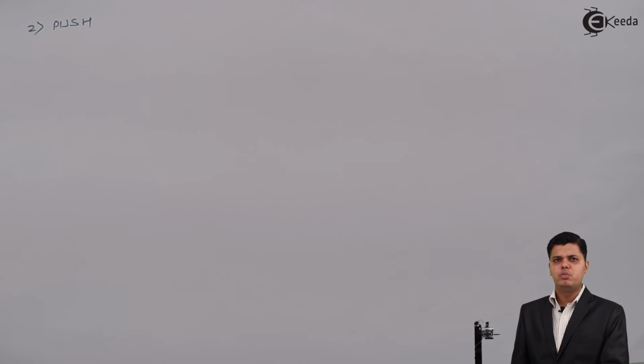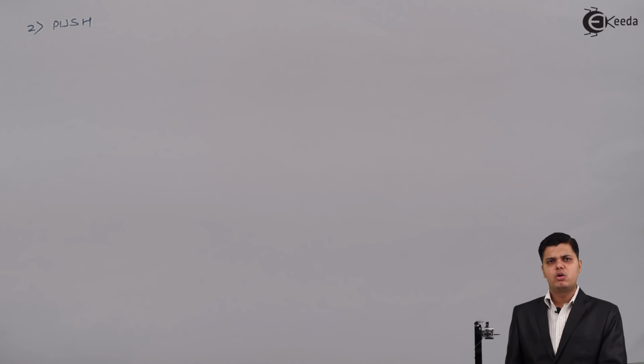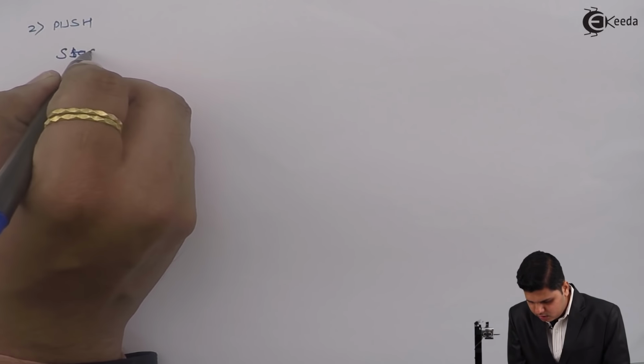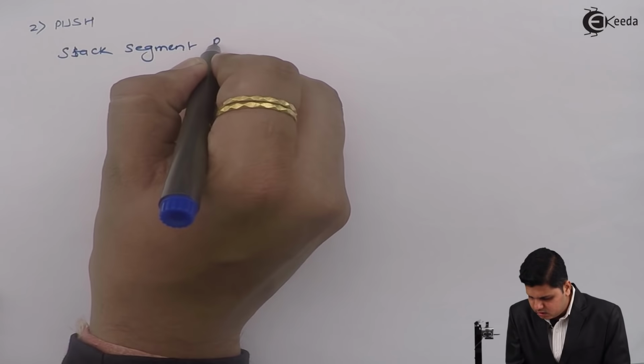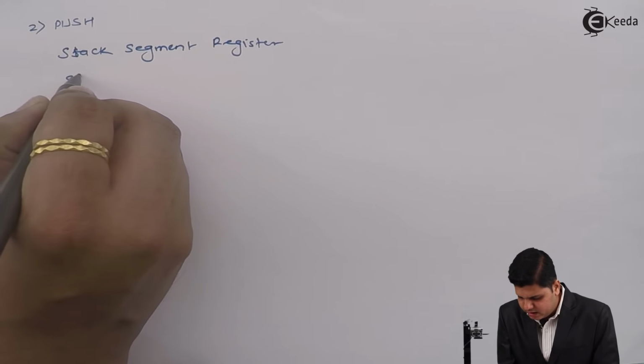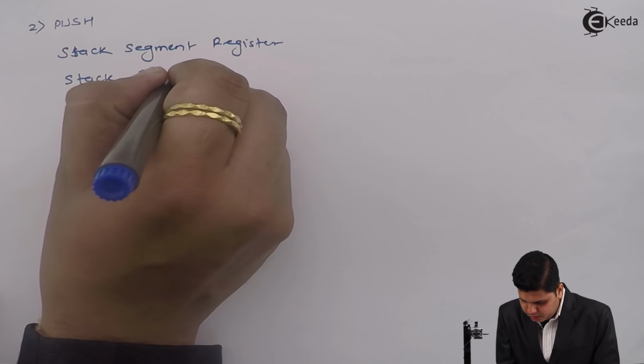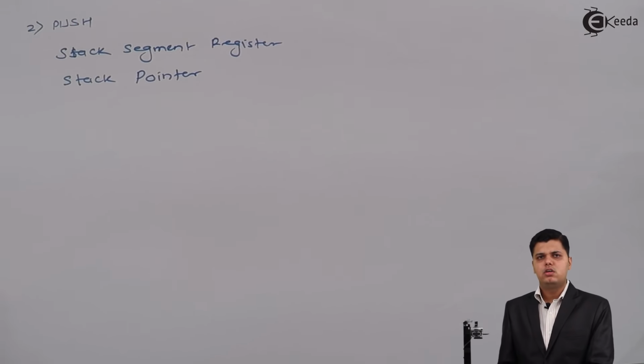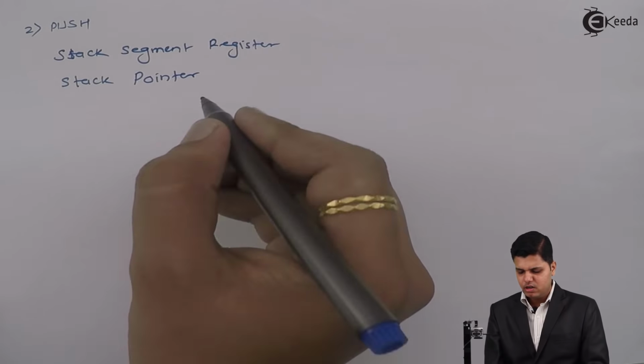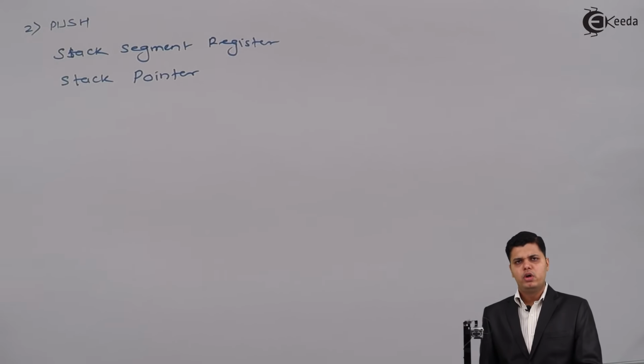Now we'll see what actually the push instruction does. So basically the push instruction copies the contents of the register to the memory location, and the memory location is nothing but the stack. Now the stack normally is addressed by two registers, that is the stack segment register and the stack pointer. Now what operation is performed in this push instruction is the contents of the stack pointer is decremented by 2 and the contents of the current operand is pushed, that is copied on the memory.